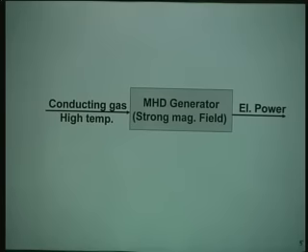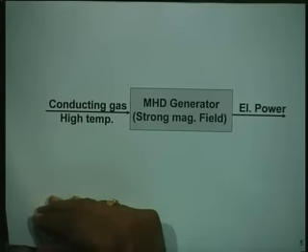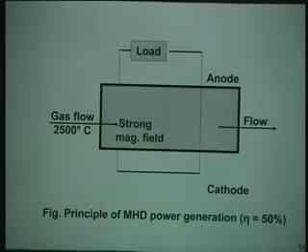Whatever I just now said is written here. Conducting gas passes through the MHD generator, a strong magnetic field, and it generates electric power. Here is a schematic diagram explaining the principle of MHD. There are books on MHD, you do not have to read them, this much is enough.